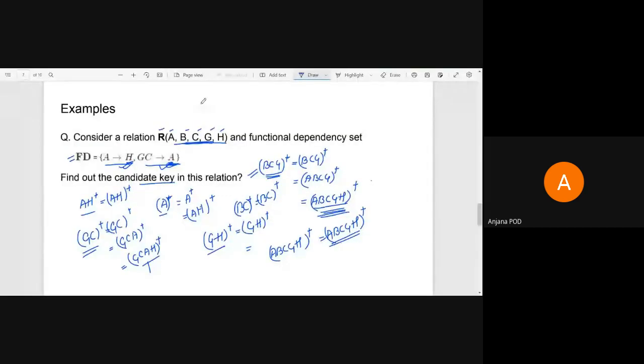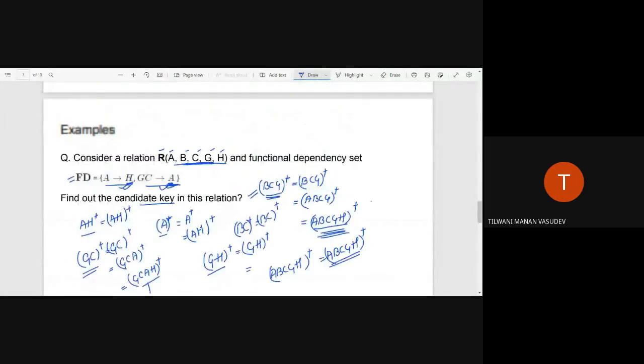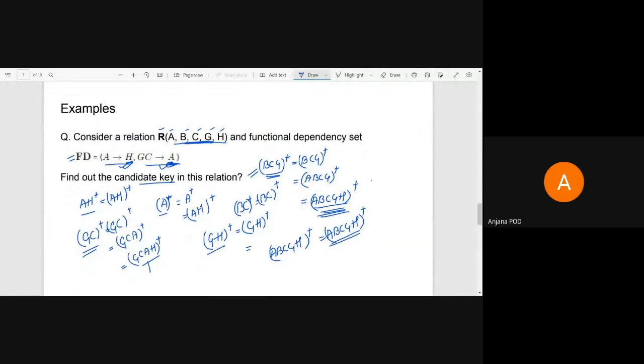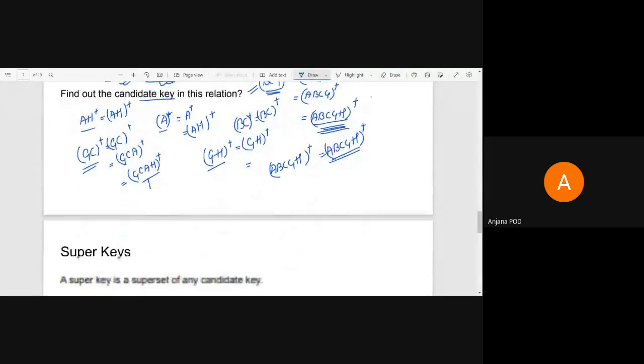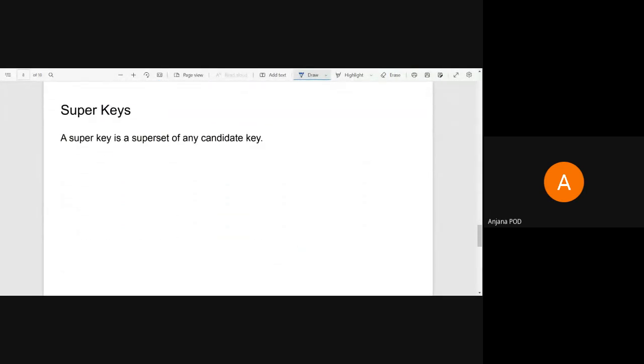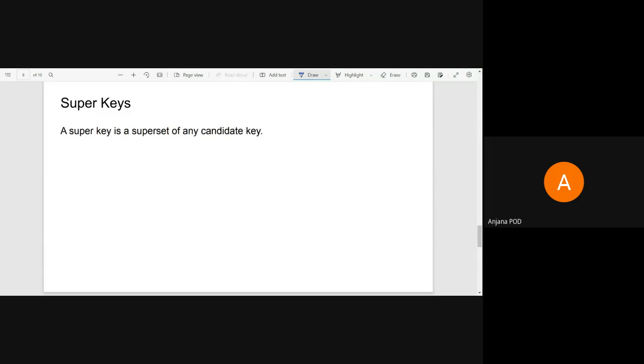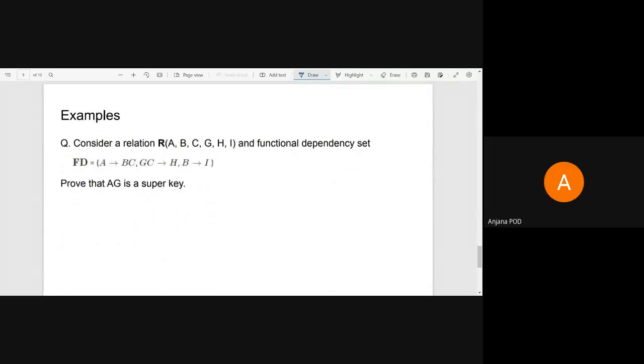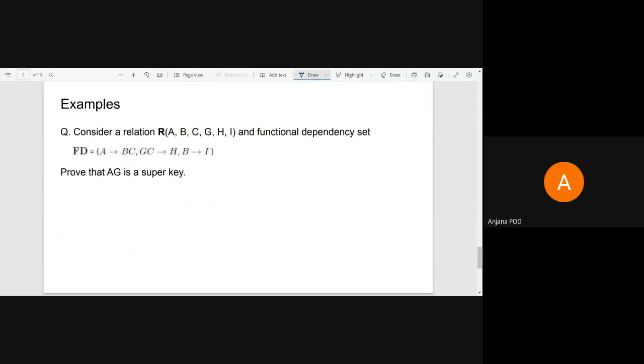Okay, so let us at first try to understand how we can find out super keys. Is that okay? Yes, ma'am, that is my question: how to get super keys for such a function. So basically, a super key is nothing but a superset of any candidate key. Remember, a superset of any candidate key. Let us try to understand this with the help of an example.